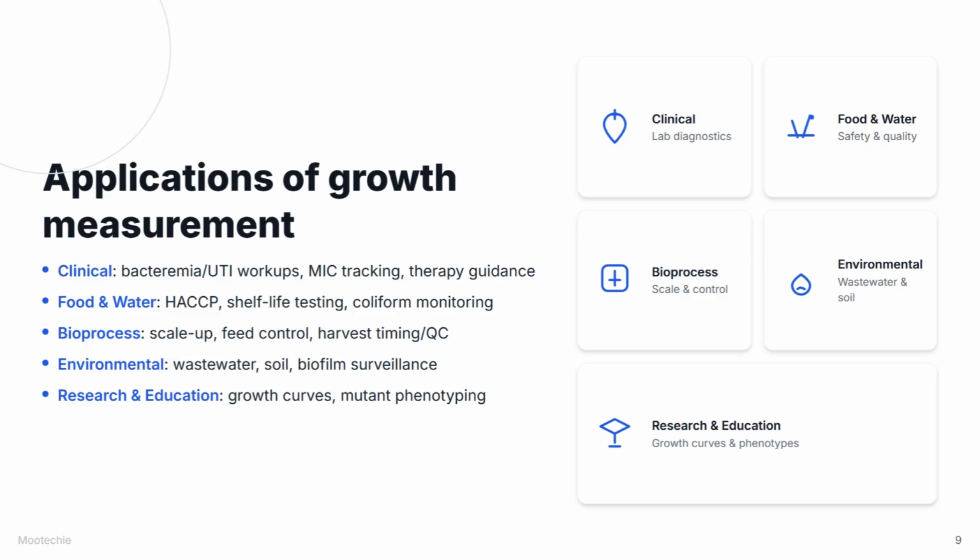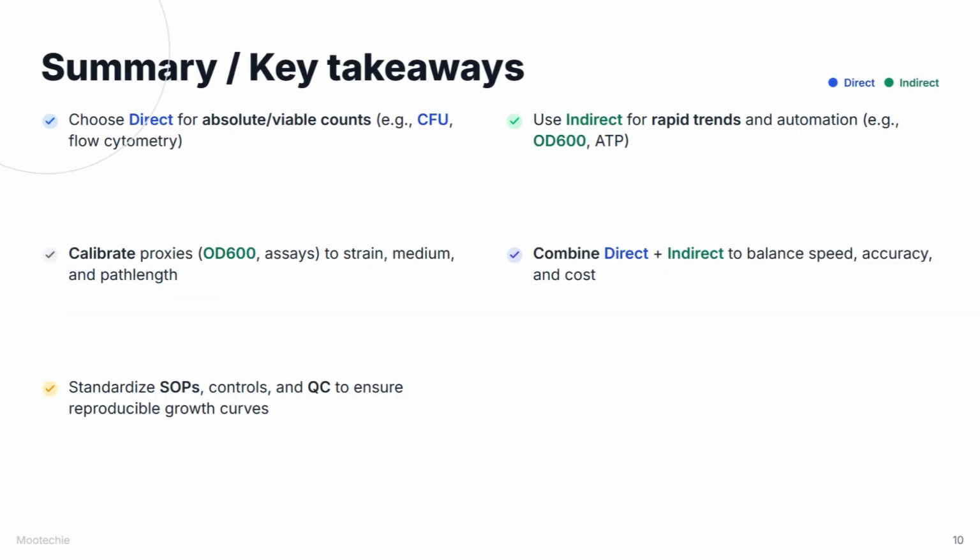The icons highlight these areas: a lab flask for clinical diagnostics, a leaf and water droplet for food and water safety, a bioreactor for bioprocess, a plant for environmental studies, and a growth curve graph for research. Here is a summary and the key takeaways from our session.